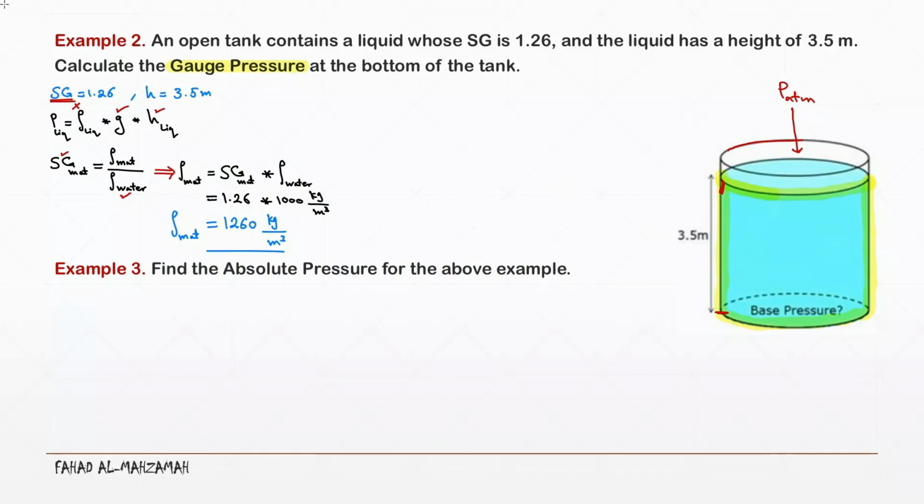Now take this value and plug it in this formula, and then we can say that the pressure of liquid is equal to the rho of that liquid, which is 1260, and write the unit, it's better for you, kilogram per cubic meter, times 9.81 meter per square second, since it's acceleration, multiplied by the height, which is 3.5 meter.